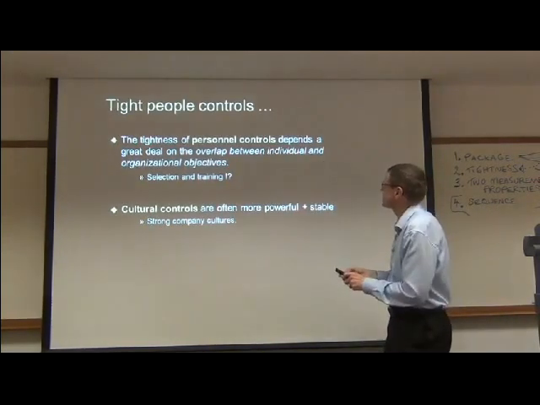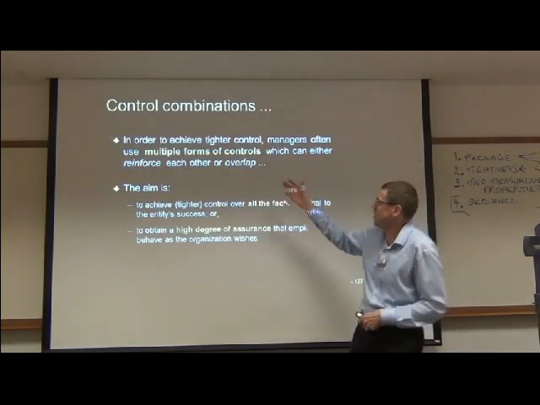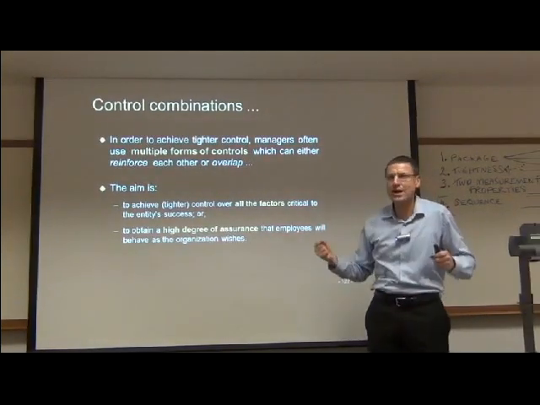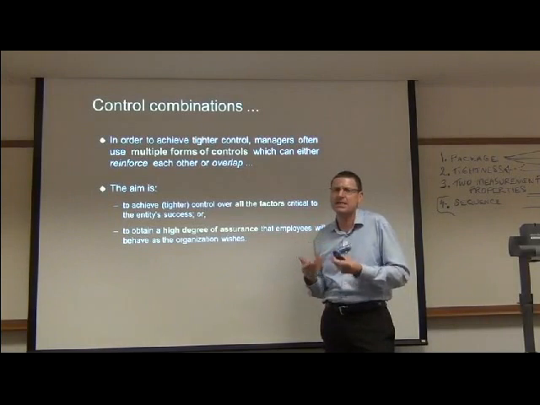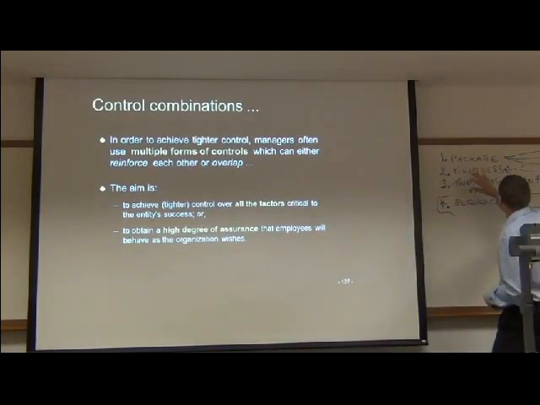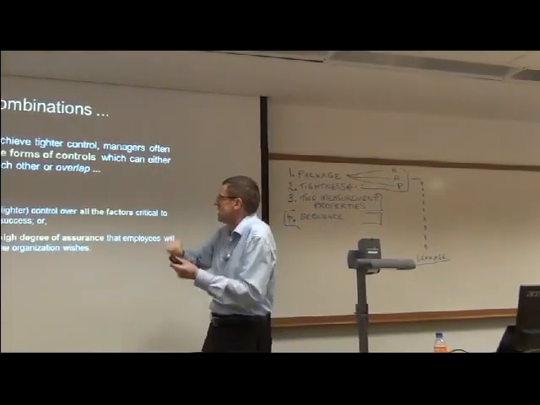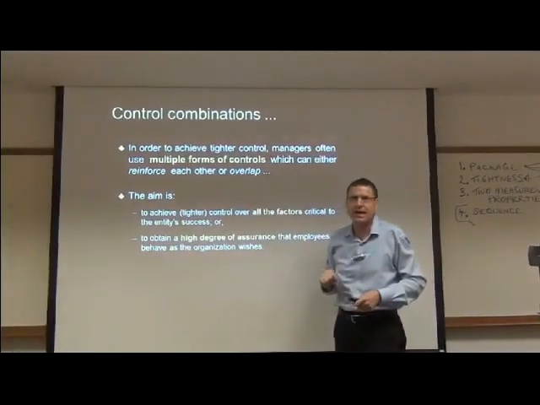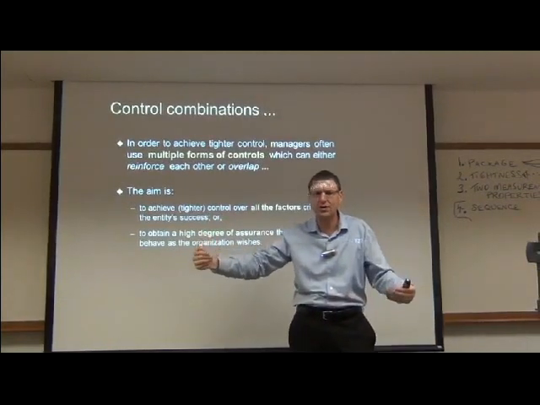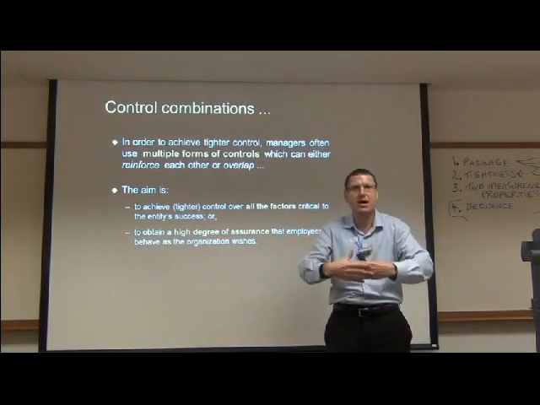So let's move on. We have tight people controls, and then we have combinations, that is, multiple forms of controls, to have even tighter controls. That's what we said at the start of the lesson in week 4. We can have these controls as a package, where we've got RAP. It is a package, brought together, and they can reinforce each other and even overlap. So you've got the culture control, the action control, and the results control, and they're all on the same page, overlapping each other, and then you have even tighter control.